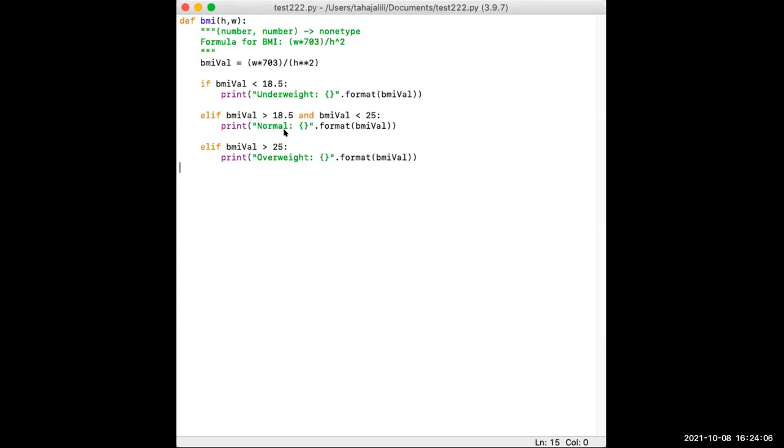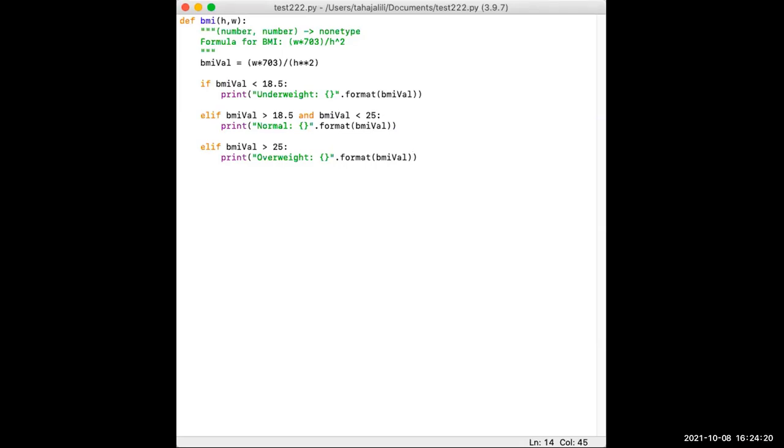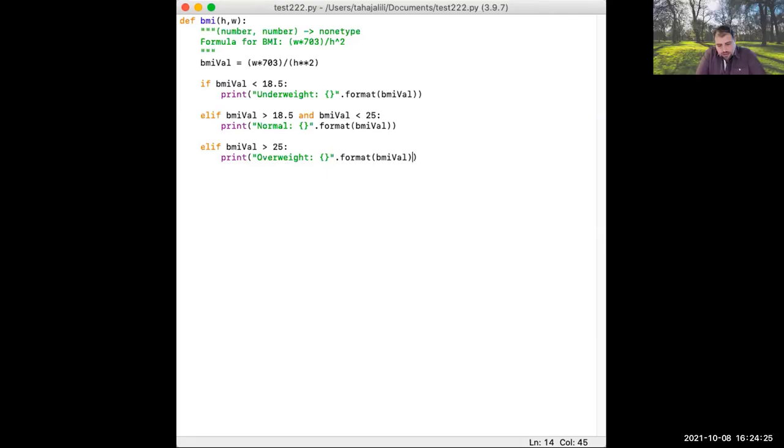Okay, this is called string interpolation. String interpolation means that he is trying to print the string in a nicer way. Like you explained, almost the same thing in previous lectures, I guess. Yeah, I explained it in the previous lecture. So what's going on here is, let's take a look at the first print: underweight, and then the colon and the placeholder. Whatever is in the BMI value will be placed in the placeholder, okay?